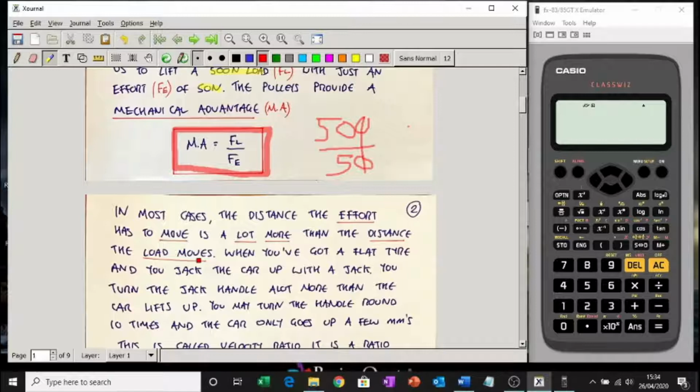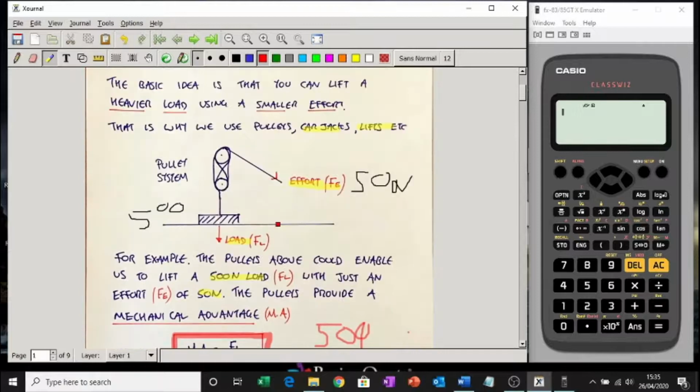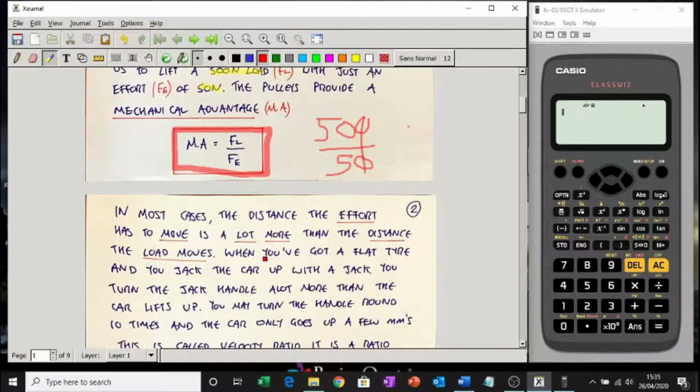So another thing we need to look at is that if you had a flat tire and you're going to lift your car, you may find that you've got to wind your screw jack a lot more than the car goes up. Which means the distance the effort has to move, that's you winding your screw jack, is a lot more than the distance the load moves. Because the car goes up a little bit compared to how much movement you put in. For example, this here, to lift this load, we may have to pull a lot more distance-wise just to lift this up. So we can lift a lot more, we just have to move a lot more.